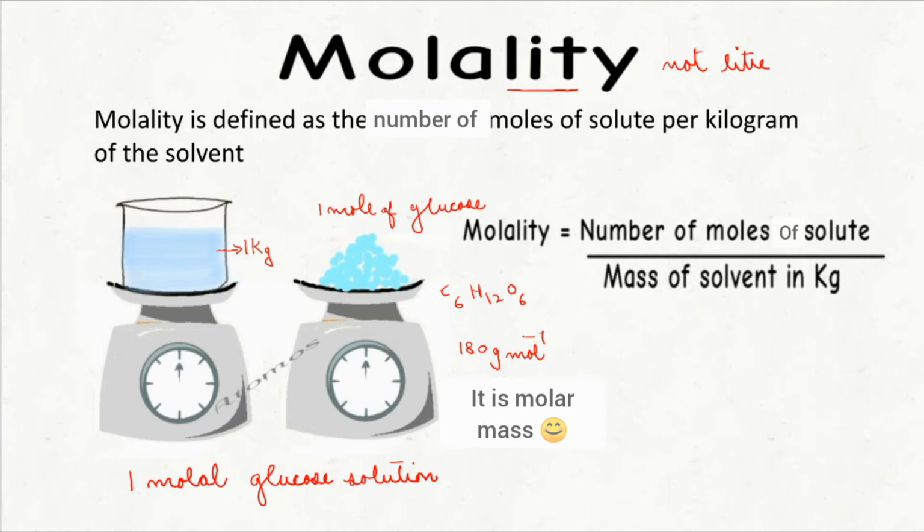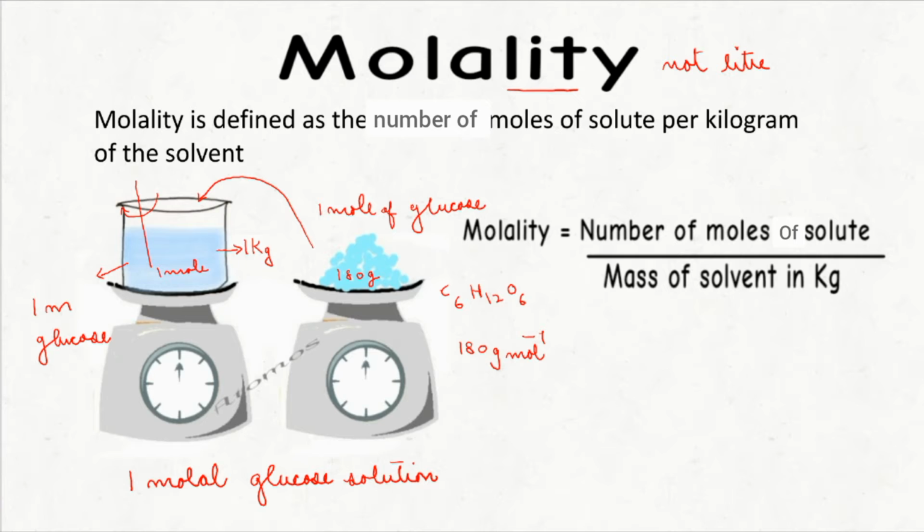So what we will do? We will have to weigh exactly 180 gram of glucose. Then after that, we will have to add this glucose into 1 kg of water and stir properly. That's it. So this solution will be containing 1 mole of glucose present in 1 kg of water. If so, this is 1 molal glucose solution.